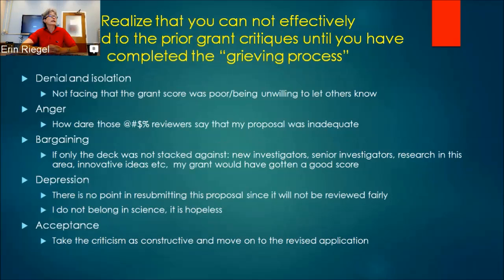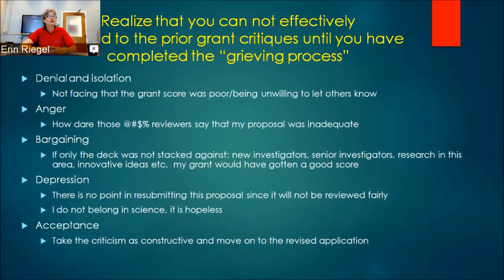In some ways, getting a bad grant score or even getting a paper rejected really involves a grieving process. These are the 5 stages of grief that social scientists talk about when you lose a loved one, but it's really the same thing that happens when you receive a bad grant score. And I know I have gone through all of these stages. One is denial and isolation. That is, you don't want to tell anybody else you got a bad grant score because you are worried people are going to think less of you. Also, you just don't want to have that conversation because you're very emotional and you're very upset.